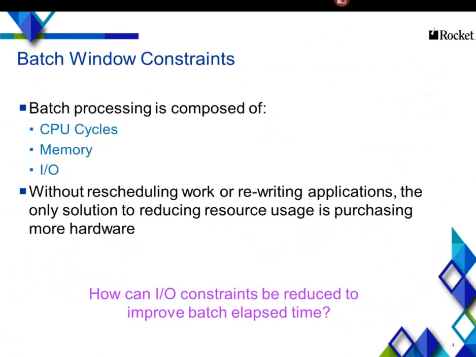Batch processing is composed of CPU cycles, memory, and I/O. Reducing current resource usage without purchasing more hardware would require the existing work to be rescheduled or applications to be rewritten. So how can I/O constraints be reduced to improve batch elapsed time?